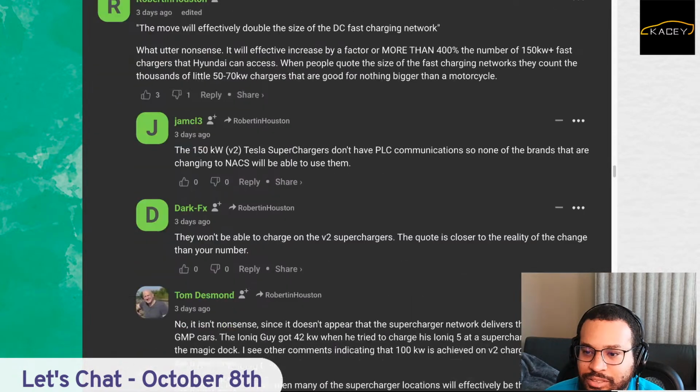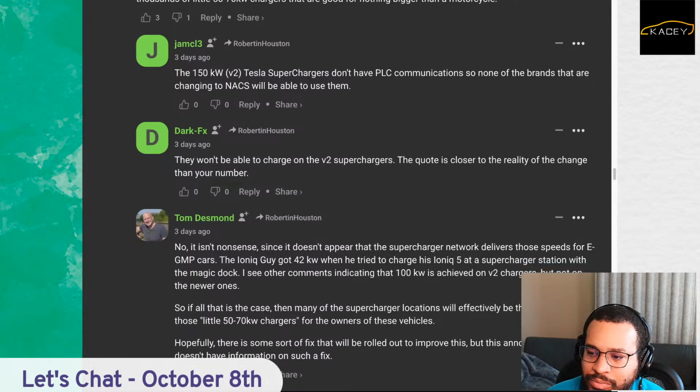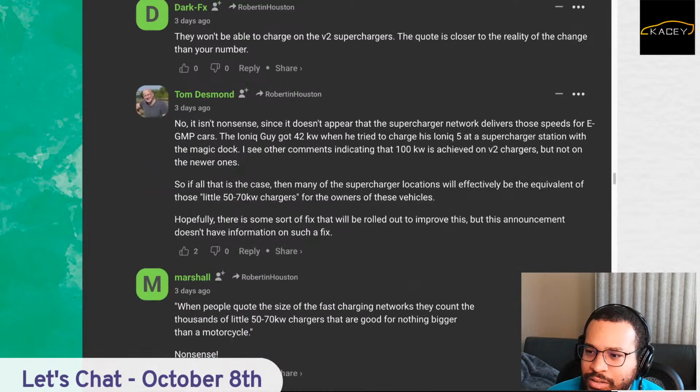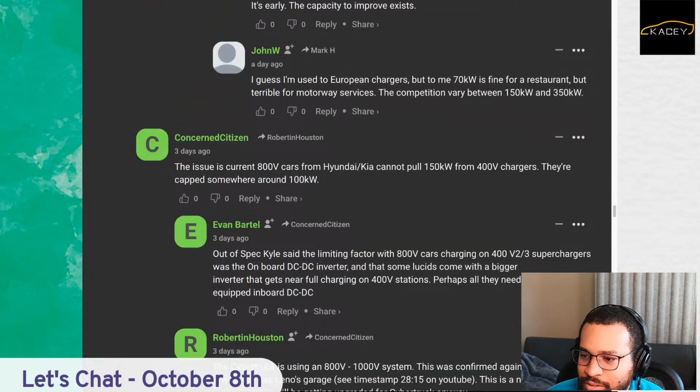The 150 kilowatt V2s don't have PLC communications, so none of the brands that are changing to NACS will be able to use them, correct? They won't be able to charge on V2s. The quote is closer to the reality of change than your number. All right, so that's enough of this. It's an interesting set of arguments.